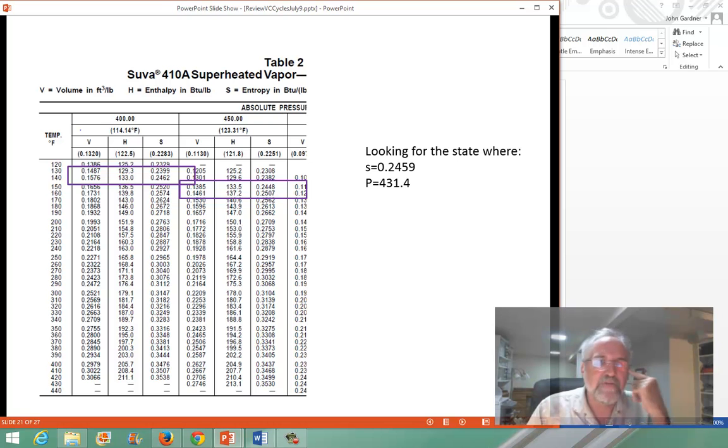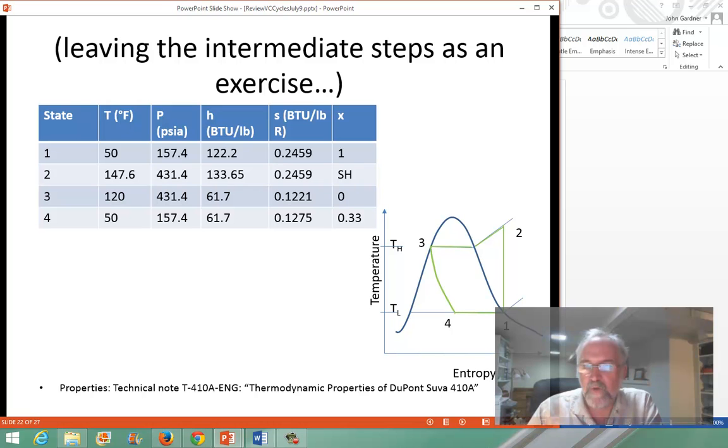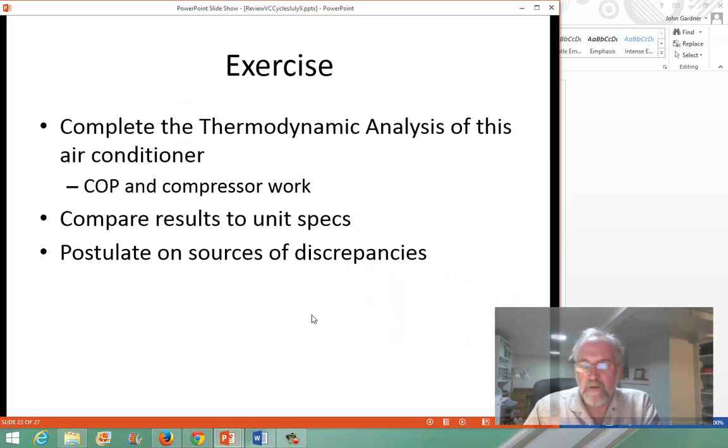If you didn't follow the details of that, it's because it's a lot easier to actually do than just articulate. So I encourage you to go ahead and, from these tables, and you can find them on the PDF, do that interpolation. And what you end up with, I'll leave this as an exercise for you, is that the temperature is 147 degrees Fahrenheit, and the enthalpy is 133.6. Also find that the quality of state 4 is 0.33. Again, this graph isn't very good. It's probably over here somewhere.